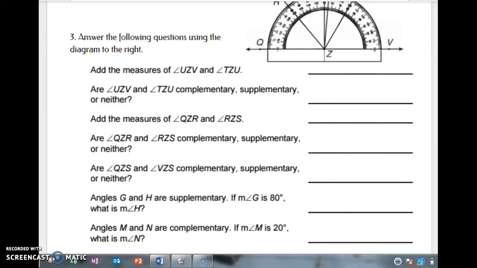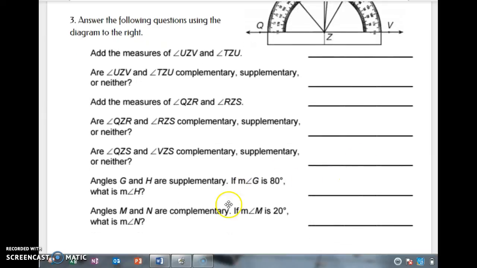It's saying angle G and H are supplementary. If angle G is 80 degrees, then angle H has to be what? Well, supplementary adds up to equal 180 degrees, which means all you have to do is do 180 minus 80 degrees. So if you subtract those two, you should get 100 degrees for angle H.